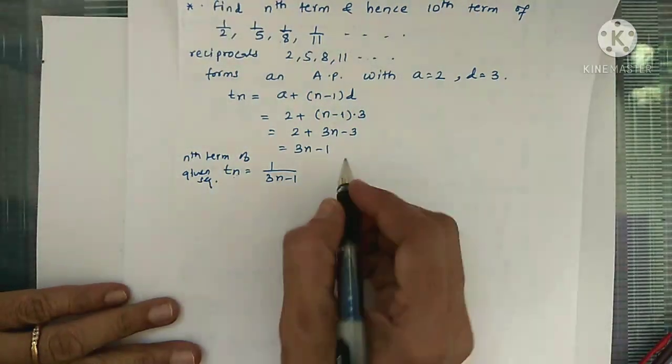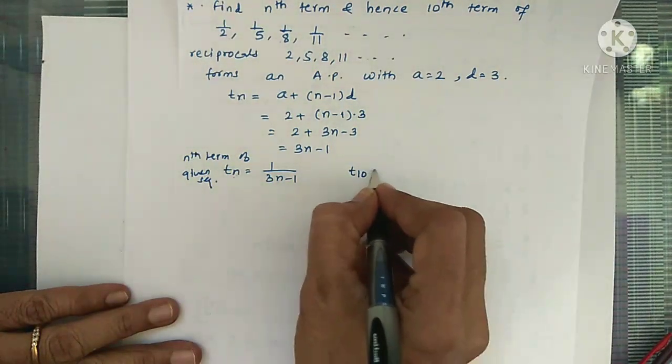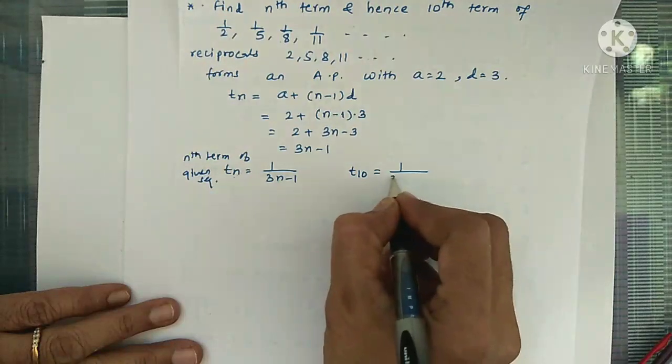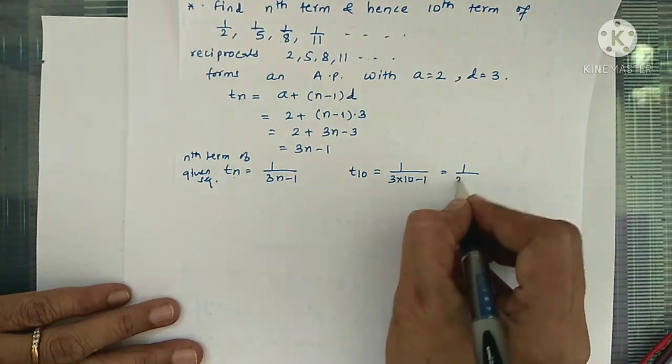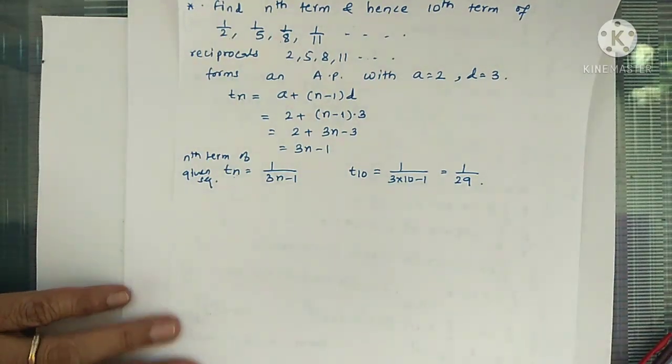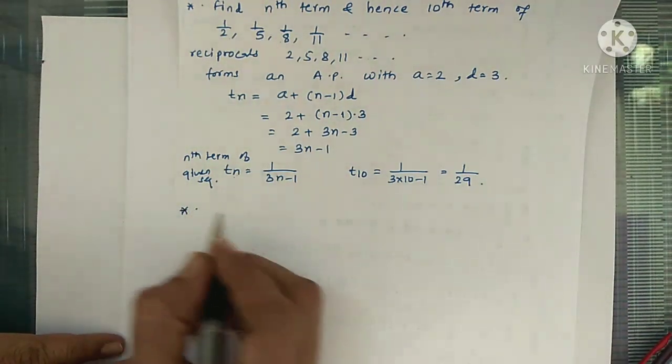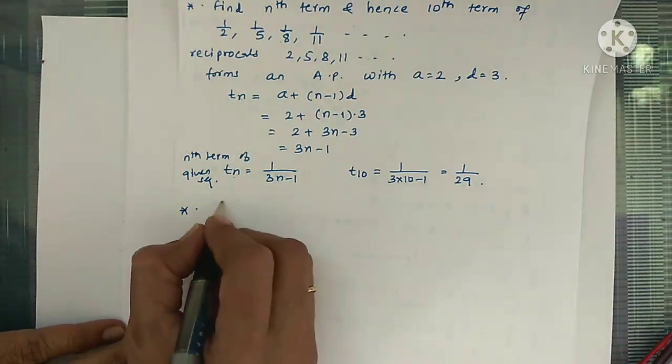Okay, so the 10th term is asked. So T10 is 1 upon 3 into 10 minus 1. So that is 30 minus 1, 29. 1 by 29. So let's solve one more question.